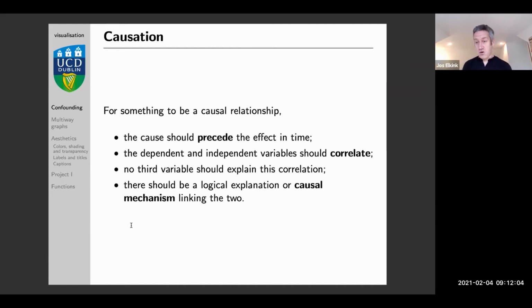The first is that the cause should come first, and the effect should come later. So something cannot be caused by something that is only going to happen later. The outcome variable, the dependent variable, and the explanatory variable, the independent variable, should correlate. They should be related to each other. We expect that if there is a causal relationship and we look at an association, we should find an association.